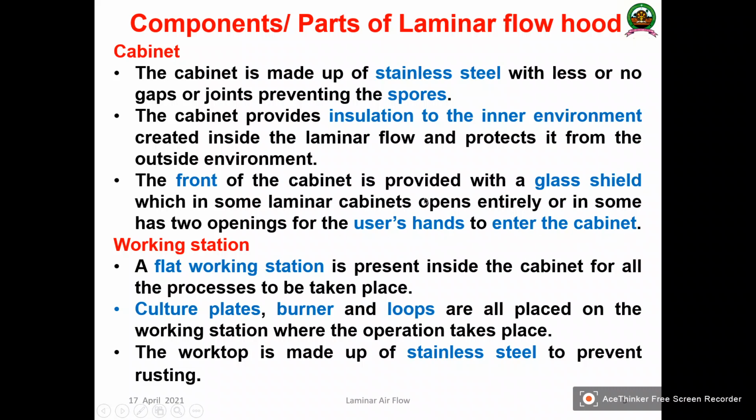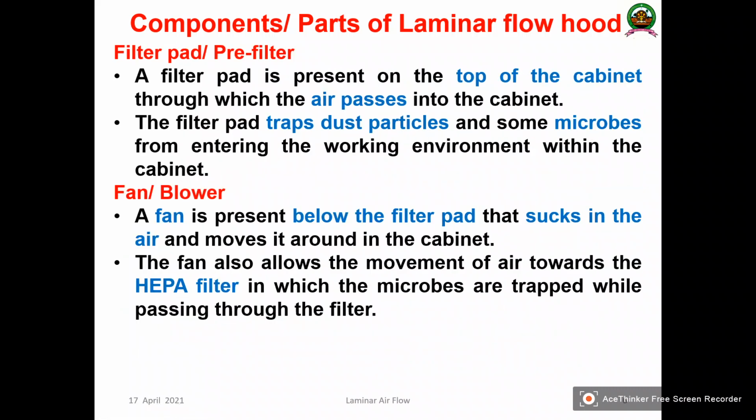The next one is the working station. A flat working station is present inside the cabinet for all the processes to take place. The culture plates, the burner and loops are all placed on the working station where the operations are taking place. The top of this workstation is made up of, again, stainless steel, which prevents rusting. Then the next part is the filter pad or pre-filter.